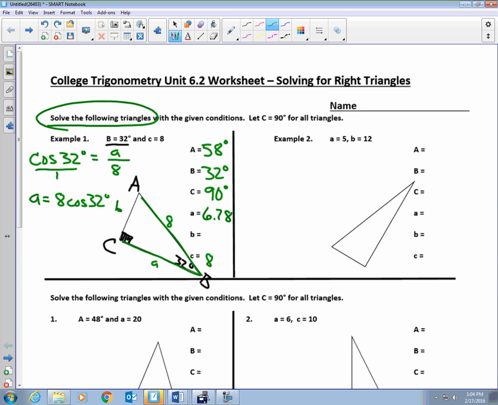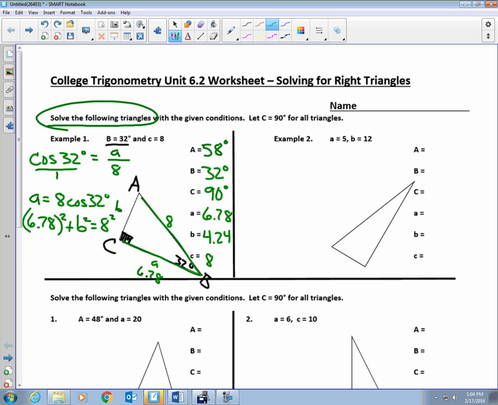And B, how do I find B then? Yeah, you could either use sine or tangent, or you could use A squared plus B squared is C squared. 6.78 squared plus B squared is equal to 8 squared. And when you solve that, what do you get for B? That was A, 4.24. Everybody okay with that? Okay, then let's do one more.